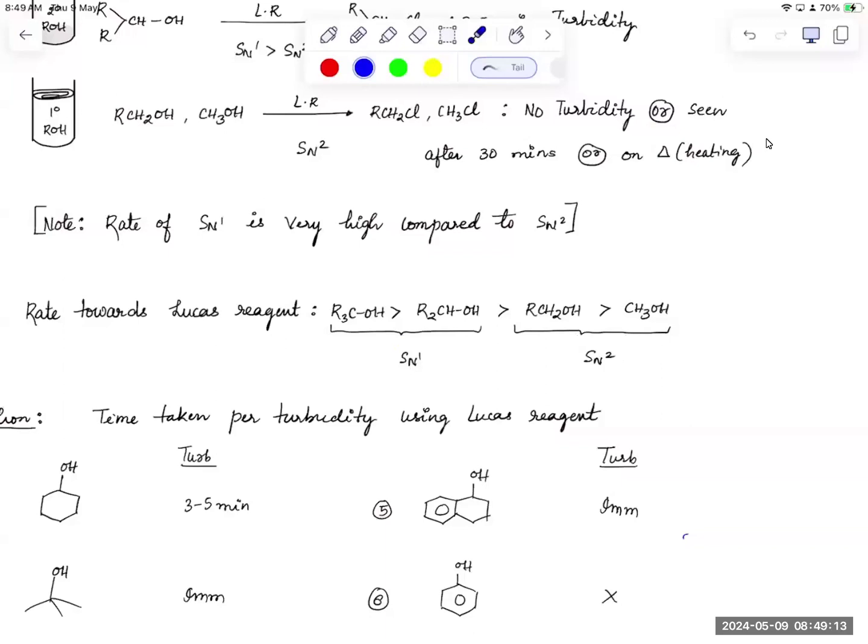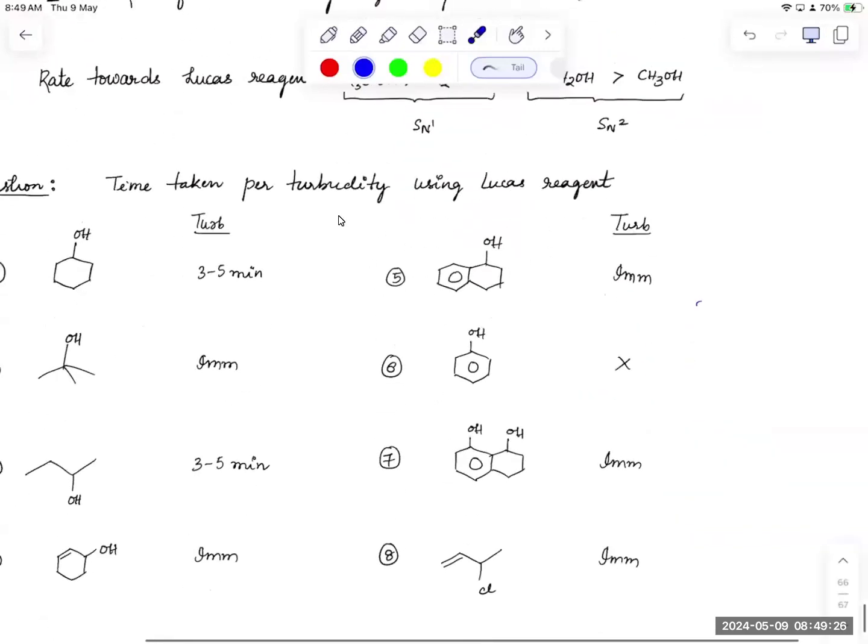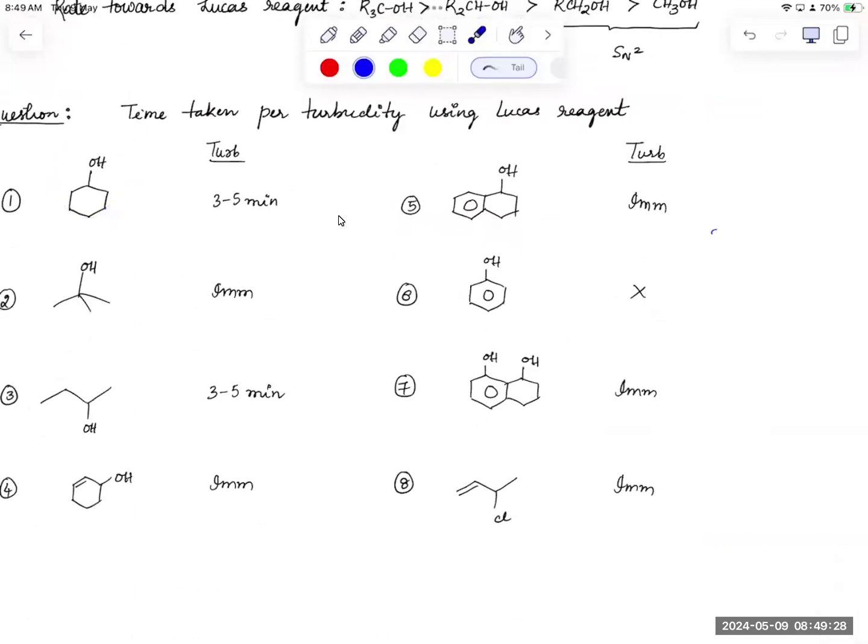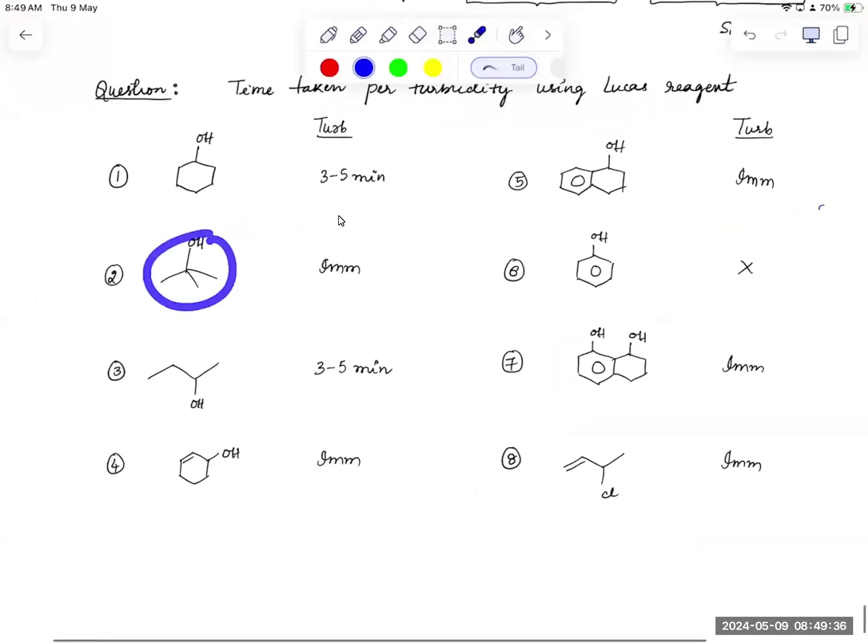Just by checking out the molecule of alcohol, we should be able to comment whether it will take less time or more time. Got it? For example, if you take alcohol here, this is 2-degree alcohol. 2-degree alcohol will take 3 to 5 minutes. Here you can see the second case. This is 3-degree alcohol, so turbidity will be immediate. 2-degree, 3 to 5 minutes.